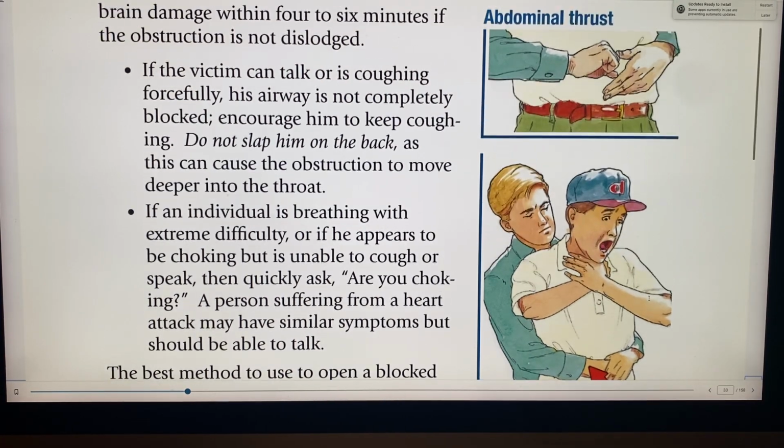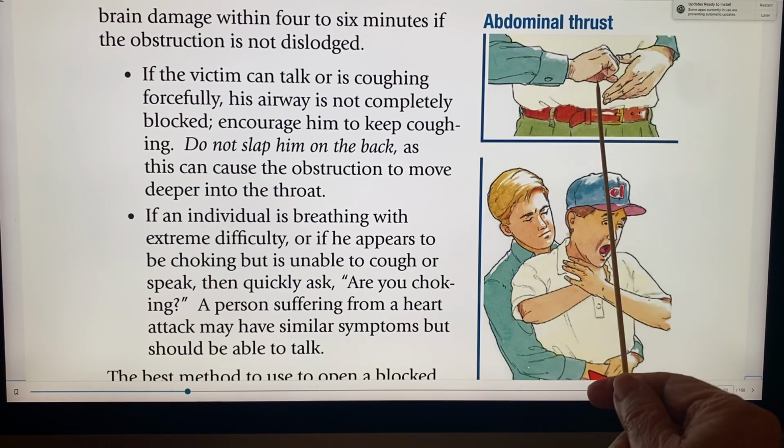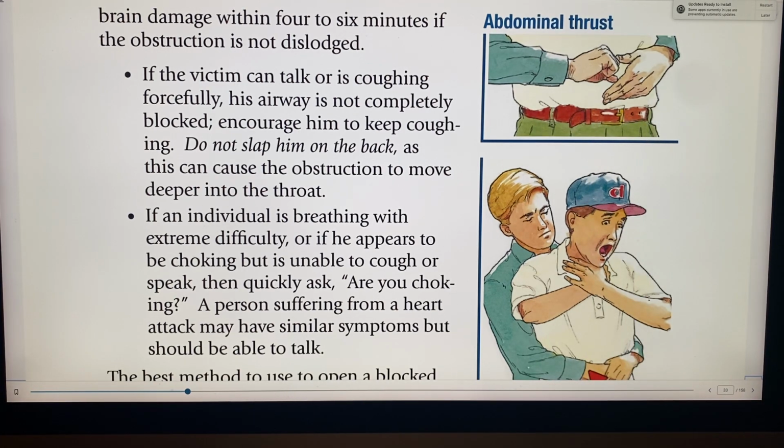Let me put it up so you can see better. Here's the hand position. See how you put here, and you put the other hand over. And it's basically pushing up on the diaphragm, and that's bringing air up so that whatever's lodged in their airway will be thrown up, or upward, I should say.